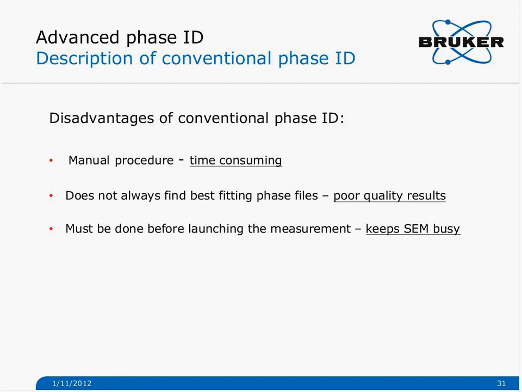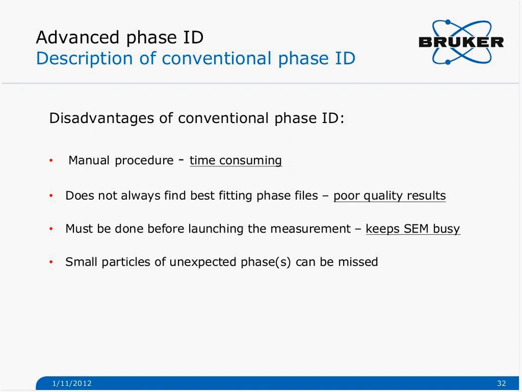And also, it must be done before launching the measurement, which means the SEM will be kept busy in the meantime. And if you have small particles or unexpected phases like precipitates in steels, these phases can be missed unless they have a different gray scale in the BSE image, and then you identify them from the matrix, and then you go and manually identify them.